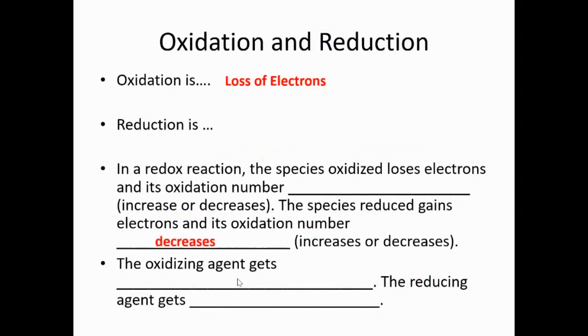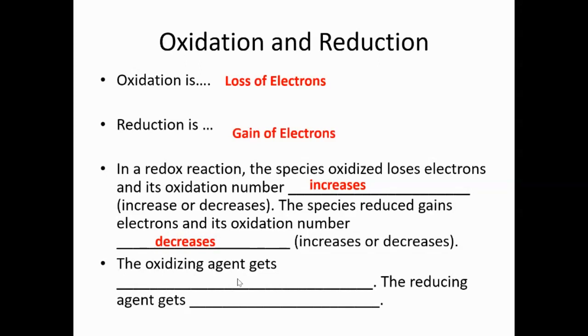Oxidation is the loss of electrons. Reduction is the gain of electrons. In a redox reaction, the species oxidized loses electrons and its oxidation number increases. The species reduced gains electrons and its oxidation number decreases.